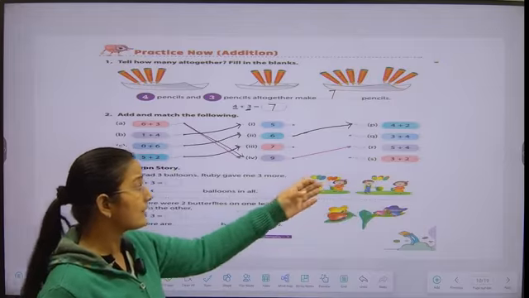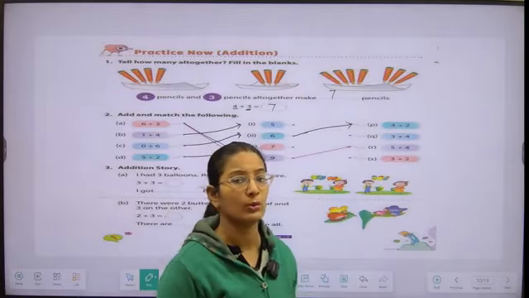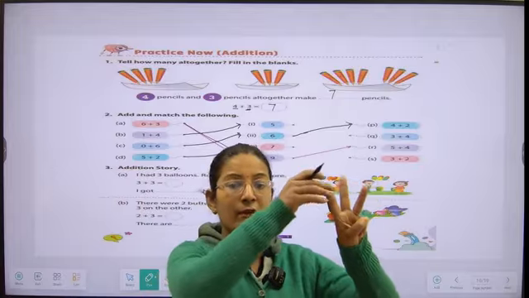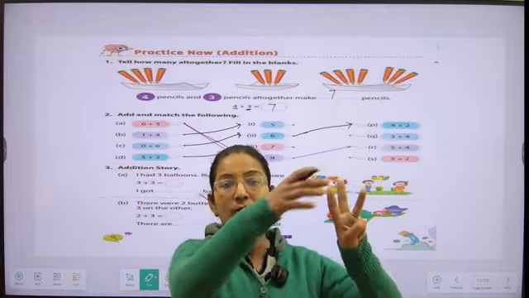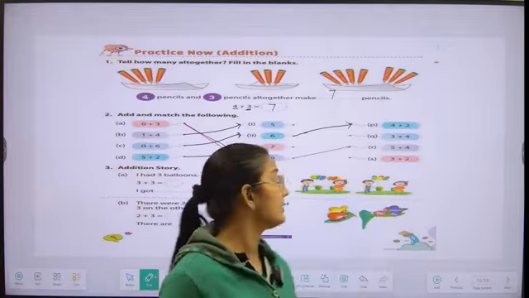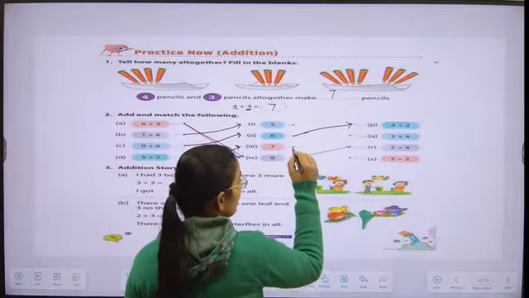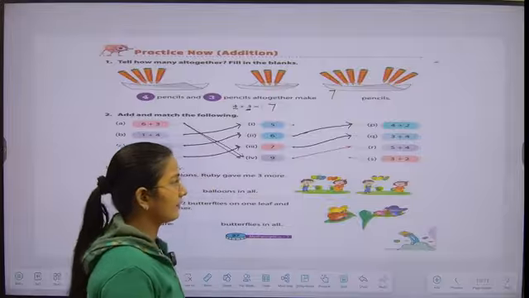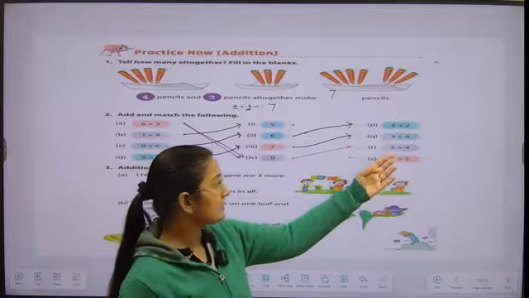Now the second one is 3 add 4. So 4 in our mind, 3 on fingers, 4, 5, 6, 7. What I am getting? 7. So let's start matching with 7. 7 is here and start matching like this. The next one is done for you.